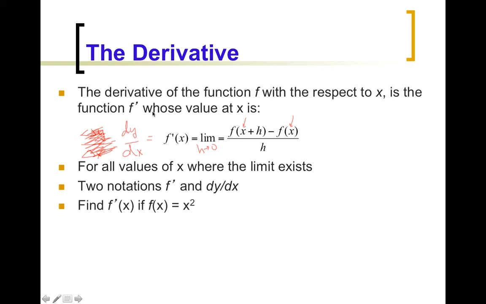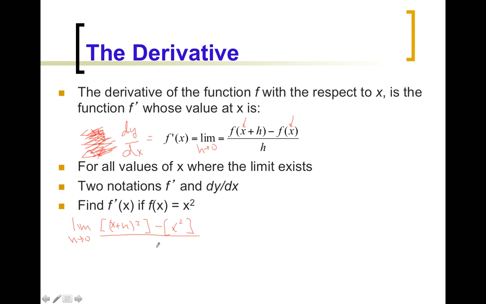So what I want to do is find the derivative of x squared. And we're going to use this statement from up above here. We're going to say, okay, it's the limit as h approaches 0 of f of x plus h. So it becomes x plus h squared minus f of x. Well, f of x is just x squared.